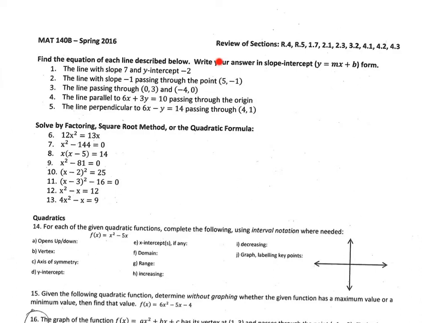We've had lots of practice with these first 5 problems, so this key does not include the solutions to those problems. Let's jump down to the next grouping, 6 to 13. On these, you get to have a choice between factoring, square root method, and quadratic formula.